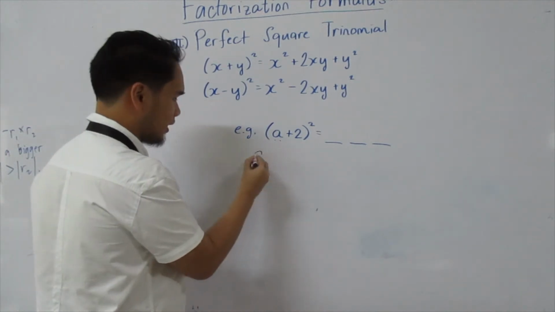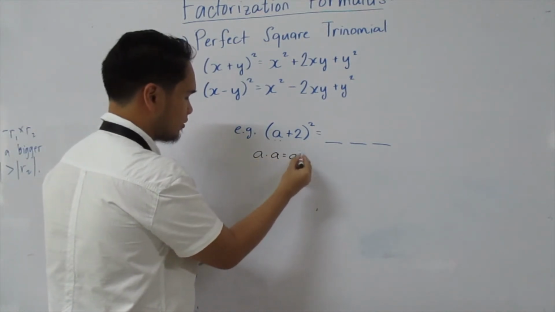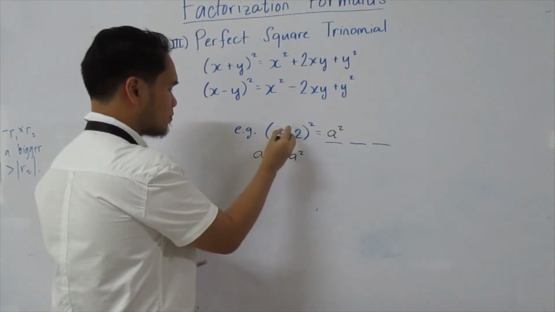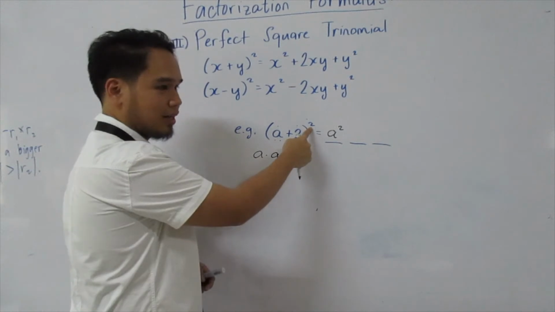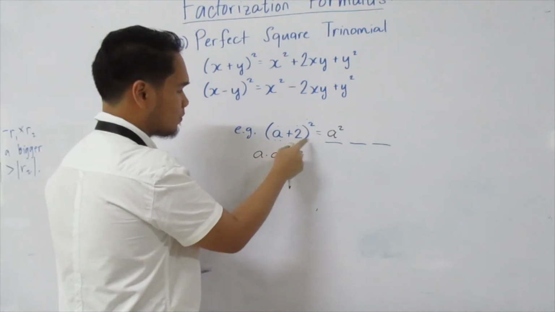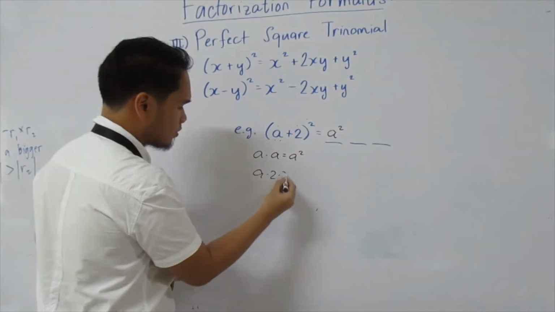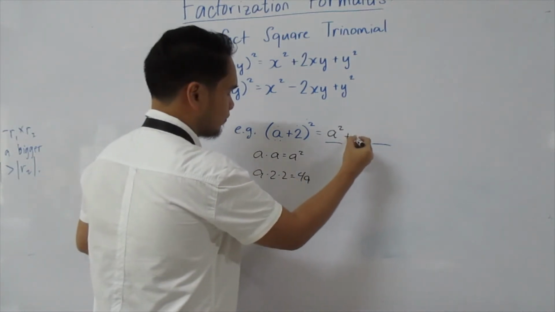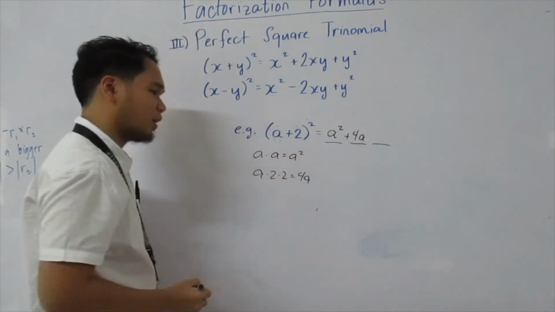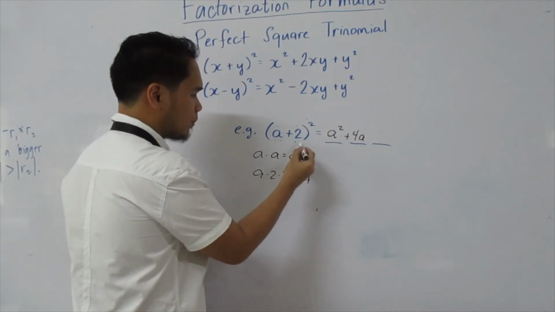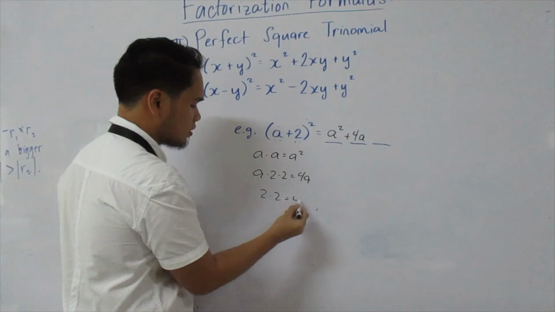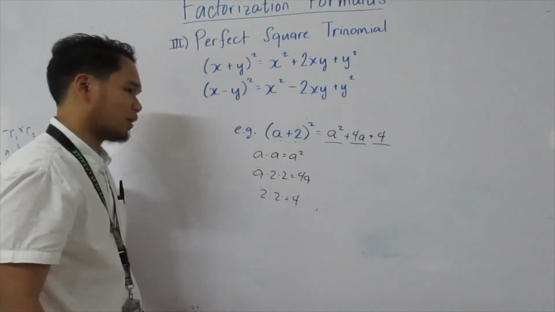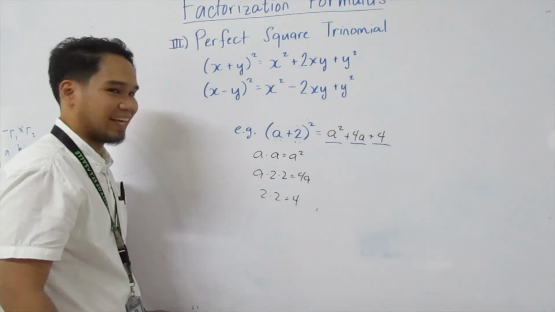Imagine a times a. That's a squared. Put a squared here. Second term, a times 2 times 2. Imagine this square is a 2. So a times 2 times 2 will give you 4a. And it's positive, therefore this will become positive 4a. And for the third term, 2 times 2 is 4. Positive 4, therefore that's plus 4. Okay? Without even memorizing the formula, you can get that.